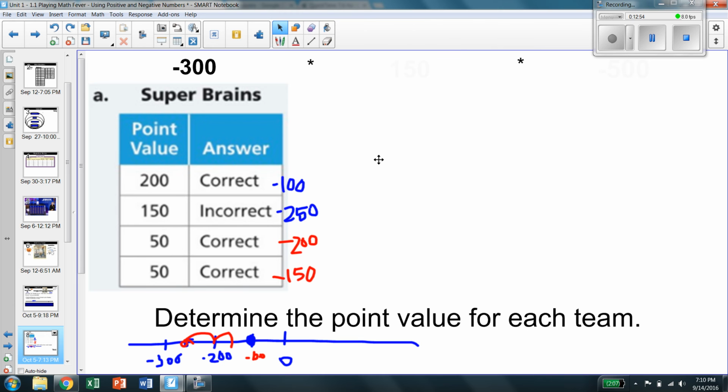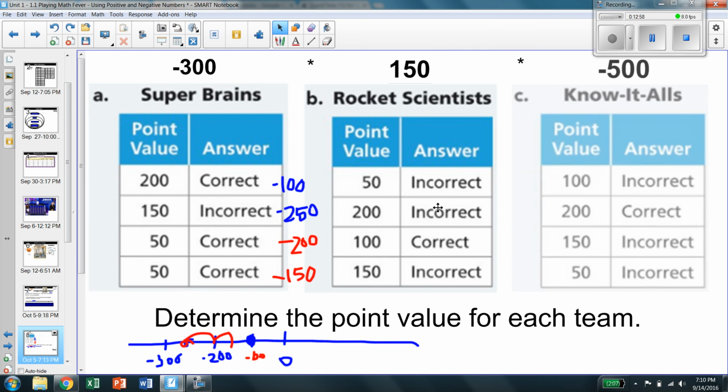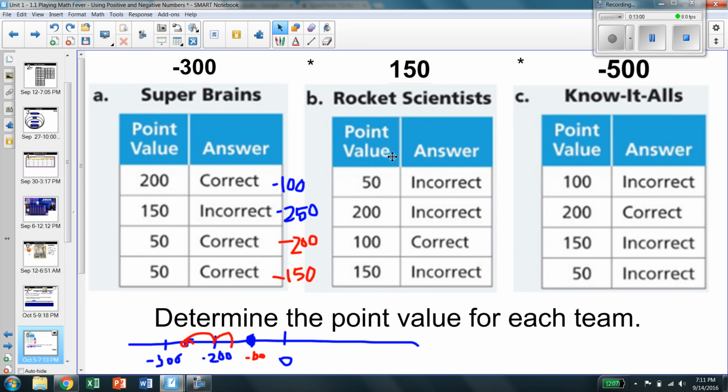All right. Same thing with the rocket scientists. Same thing with the know-it-alls. Start at the number and work your way. Now would be a great time to pause as I write out the final answers for you. So go ahead and hit pause, work these out, verify, and double check your work.